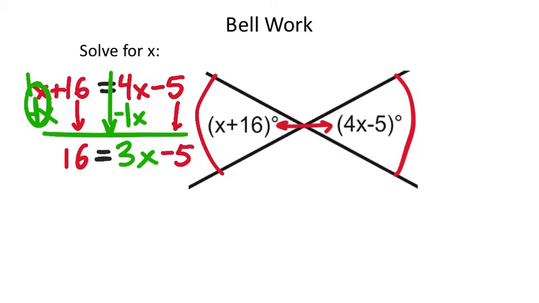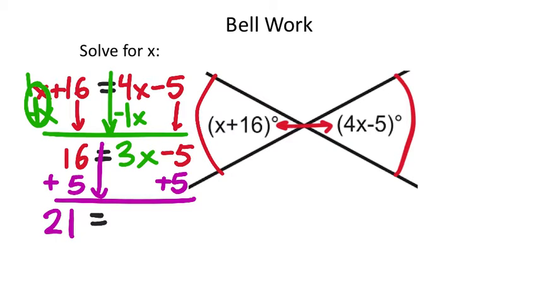Okay, but the next thing I'm going to do is get rid of that minus 5, because I just want the 3x's by themselves. So to do that, I'll zero that out as well by adding 5. If I do it to one side, I have to do it to the other side as well. So then I got 16 plus 5, which is 21. I can drop my 3x, and we zeroed out the minus 5. So now the 3x's are isolated, which was the whole point there.